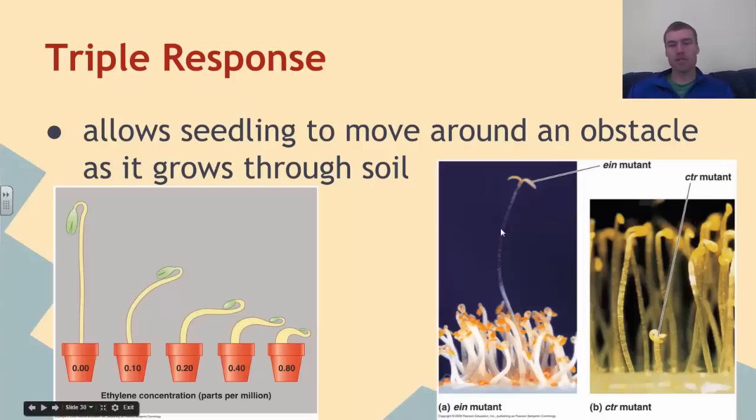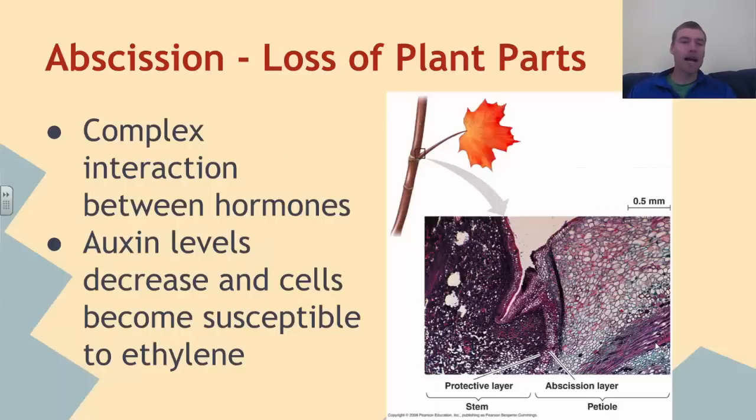These are some mutants. In this case, this mutant is not susceptible to ethylene, and so it is growing even in the presence of ethylene, whereas all these seedlings down here at the bottom are responding to ethylene. This one is responding to ethylene more than it should, and that's why it is so much shorter than all the rest of them.